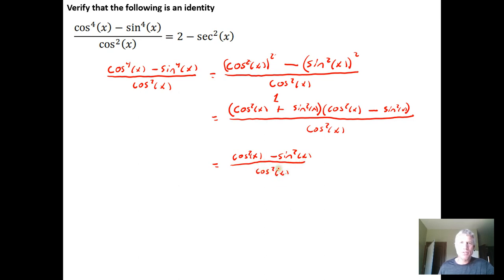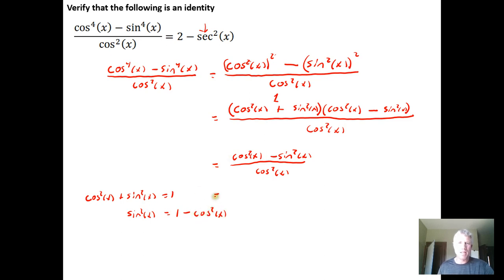cosine squared of x. And up here I see I have a secant function. So what I'd like to do is get rid of the sine function because secant and cosine are related as reciprocals. So if I'm going to have any hope of getting a secant type of a thing up here, I'm going to need to get rid of the sine function. So the Pythagorean identity is going to be the tool that lets me do that. So I have cosine squared plus sine squared is 1. So if I subtract cosine squared from both sides, I see that the sine squared is equal to 1 minus the cosine squared of x.